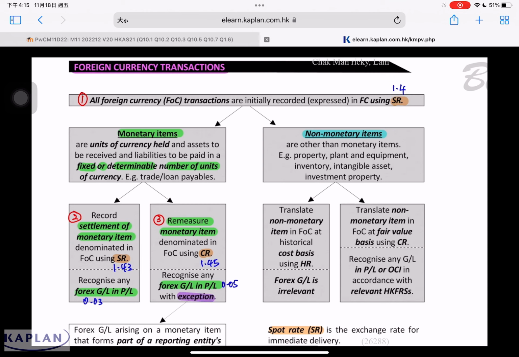Unless an exception applies. These are the exceptions; we'll discuss the exceptions later on. Otherwise, any exchange differences on settlement of a monetary item will be recognized in P&L. Any remeasurement of a monetary item at closing rate will also be recognized in P&L for their exchange differences, unless an exception applies.